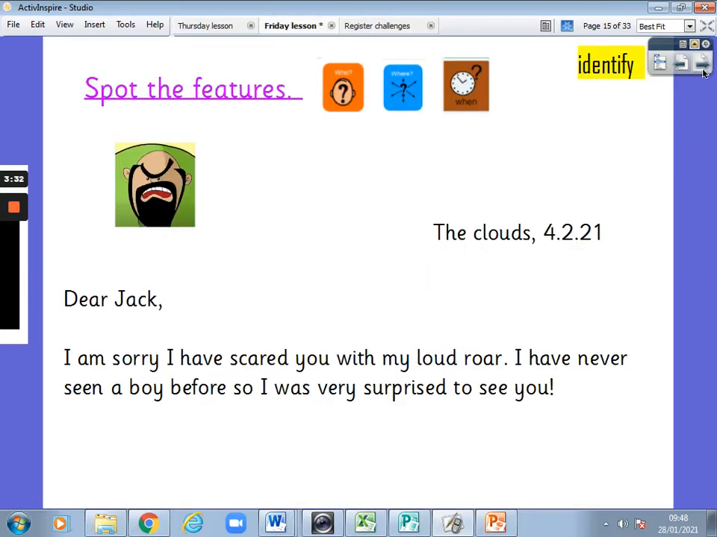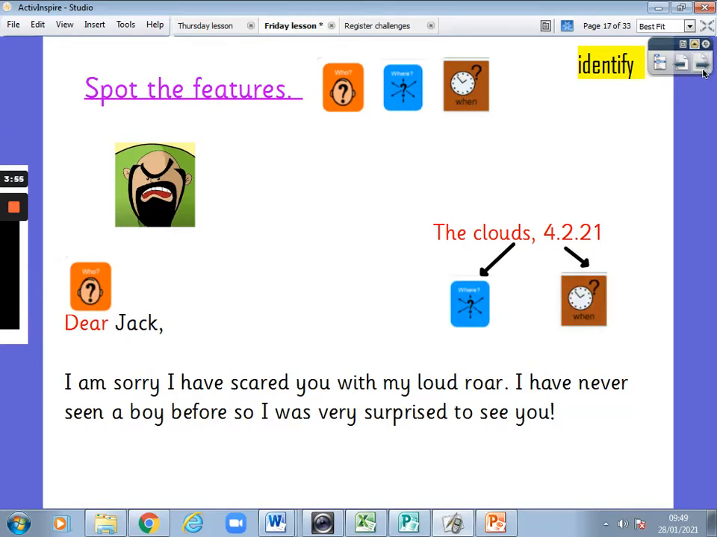Spot the feature. The clouds, the 4th of the 2nd, 21. Dear Jack, I am sorry I have scared you with my loud roar. I have never seen a boy before, so I was very surprised to see you. I'm going to give you a clue. There is more than one feature on this slide. Have a think, write them down.